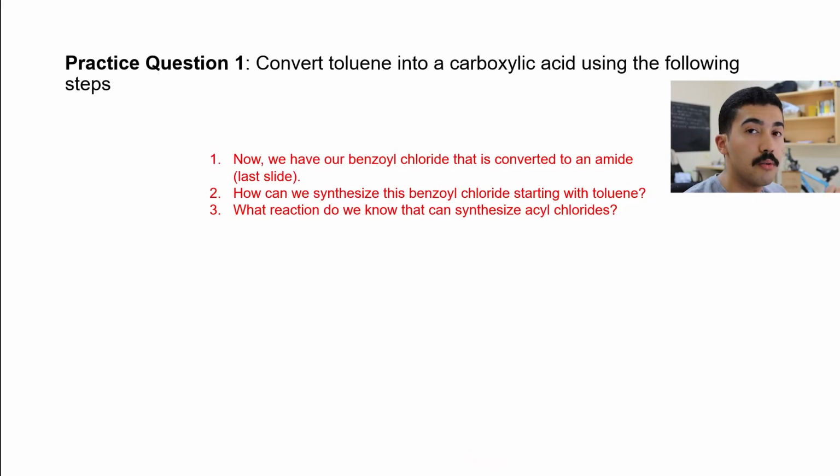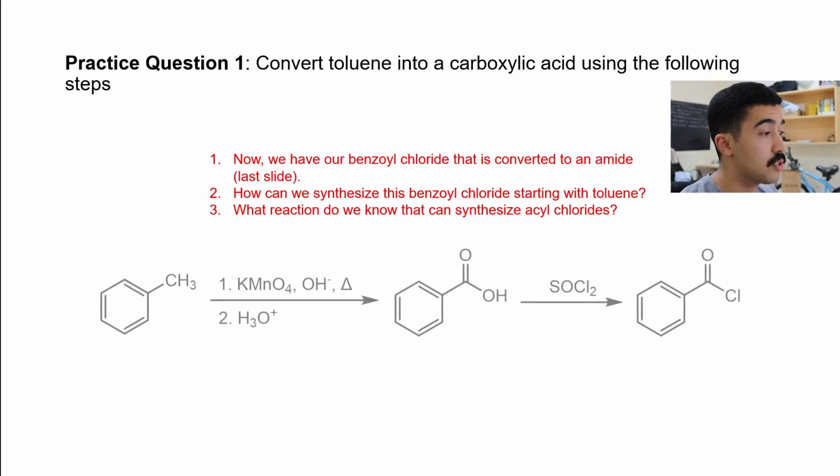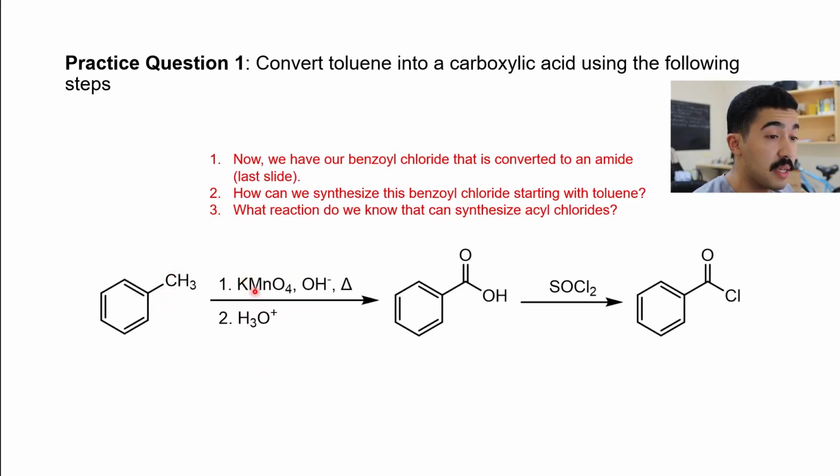What reaction do we know? Well, let's think. We know that we can produce acyl chlorides from what? From carboxylic acids. Great. Can we convert our toluene into a carboxylic acid? Well, yes. All it is we use potassium permanganate oxidation, okay, by converting this CH3 into a carboxylic acid.